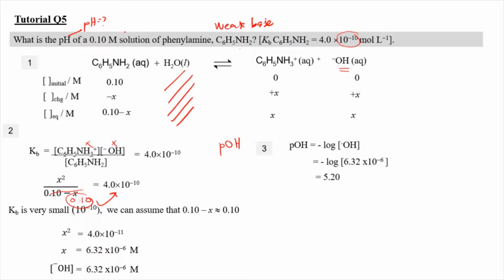But the question asks for the pH, so we know that pH plus pOH is equal to 14. Since we need to find pH, 14 is deducted by our pOH, which is 5.2. So our pH here is 8.80. Okay, and this is how we answer tutorial question 5.